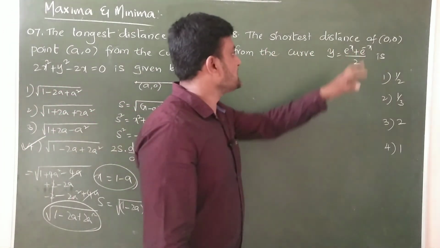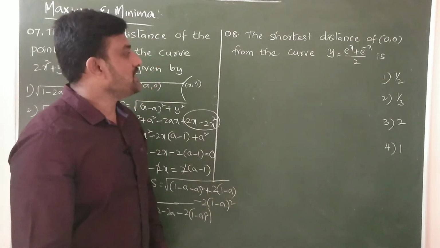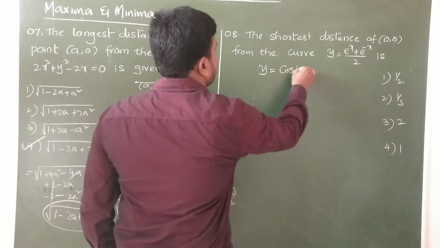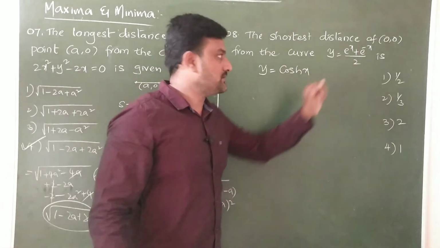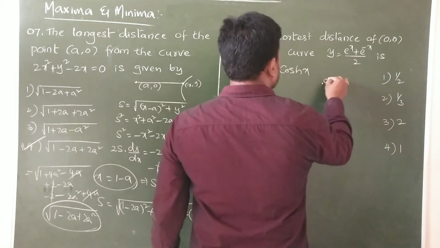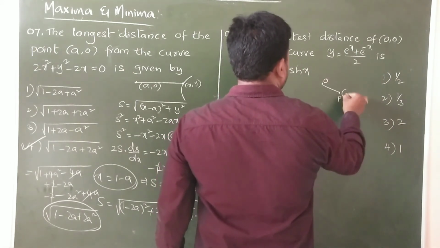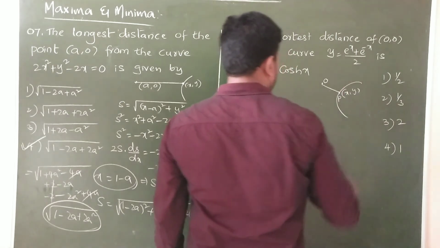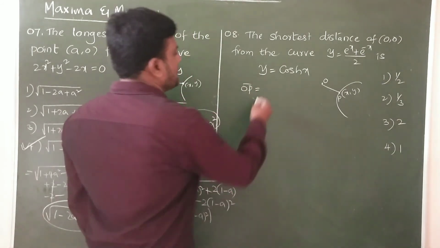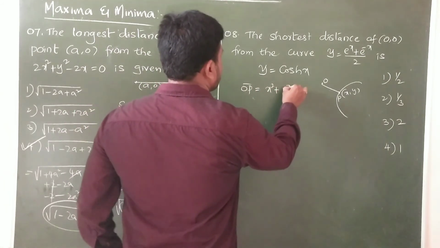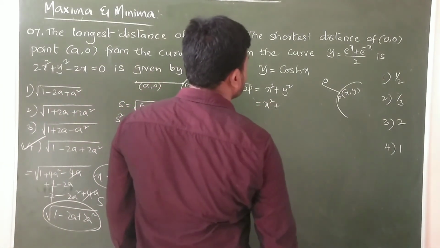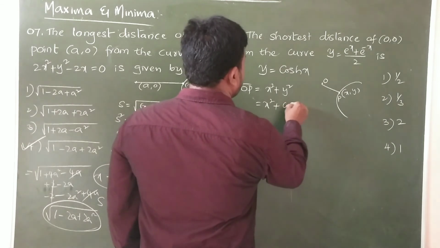Now, the shortest distance of 0, 0 from the curve y equals the given function. So here we can take y equals cos hx. It is nothing but cos hx, yes or no? Here also the same. From the point O to any point P, x comma y, on the curve, let OP equal to what? Clearly OP square equals x square plus y square, where y is cos hx.